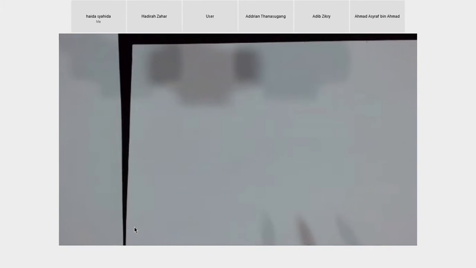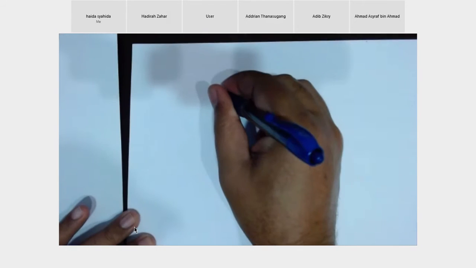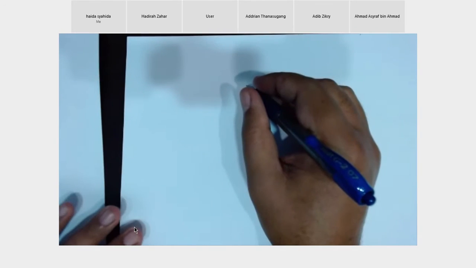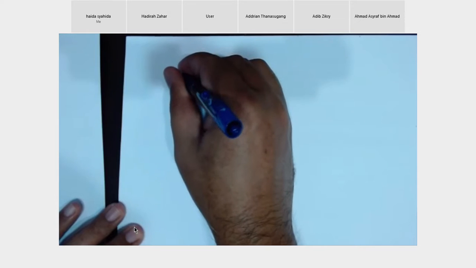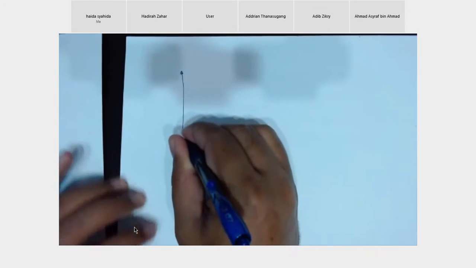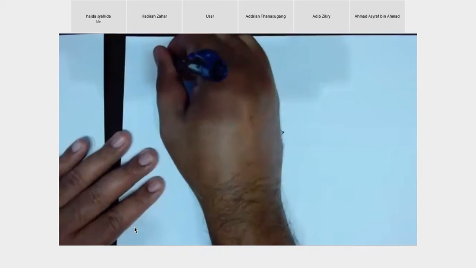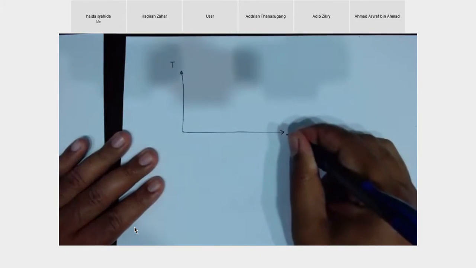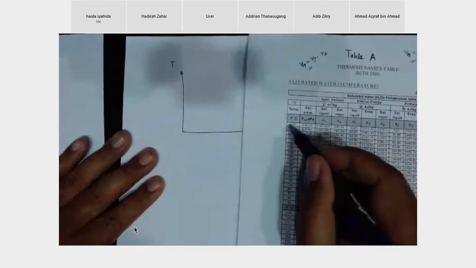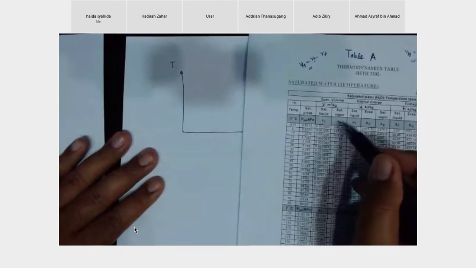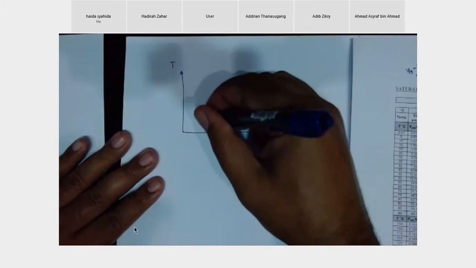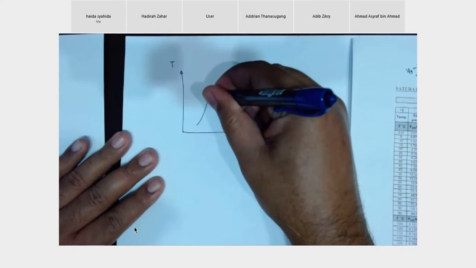So for tonight, I'll show a little bit of an example, a little bit of an exercise, on the saturated liquid. This is a very general question. Now we learn to draw the T-v diagram, so tonight is about the T-v diagram. This is temperature, and this is volume. We call it the T-v diagram. This is the saturated liquid line.